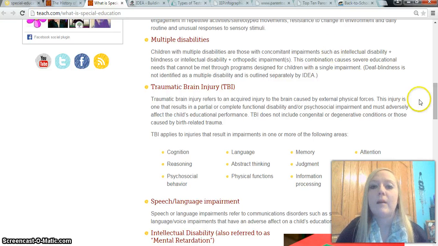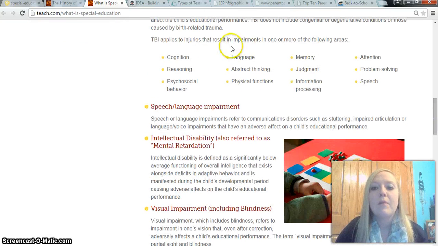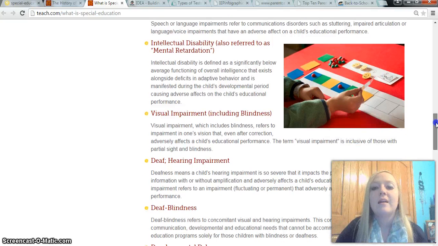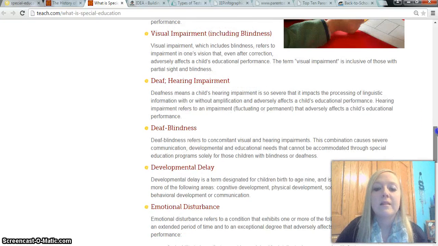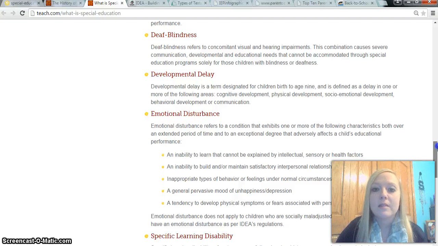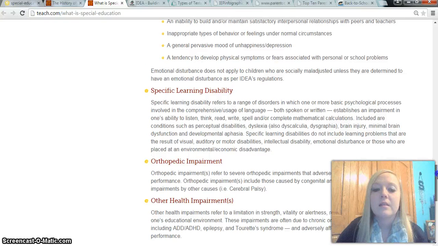Next one is a traumatic brain injury, and this can be identified by impairments in one or more of the following. So, for example, cognition, how they think, language, how they talk, how they present themselves while speaking, physical functions. So if a child has anything physical wrong with them, just say they're in a wheelchair or they can't walk really the best, memorizing different things, speech language impairment, intellectual disability. Mental retardation is not a good term, and we do not use that in special education anymore. Visual impairment, deaf and hearing impairment, deaf-blindness, developmental delays, emotional disturbances, specific learning disabilities, and so on.